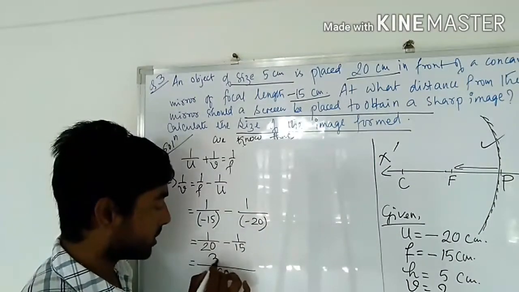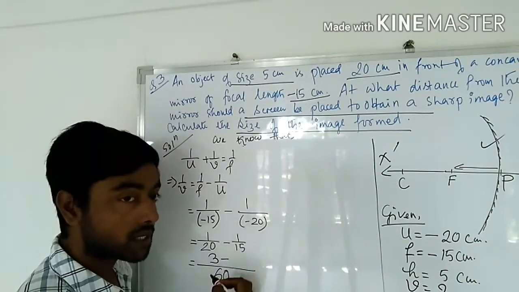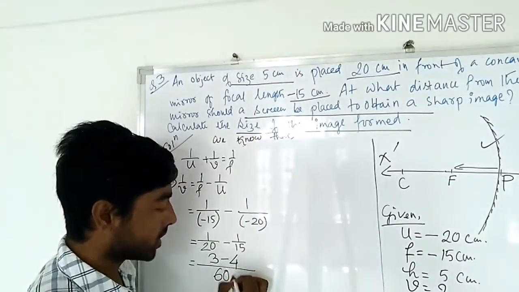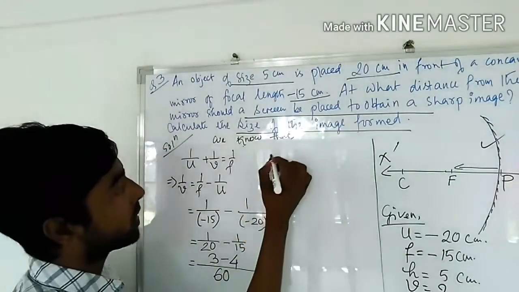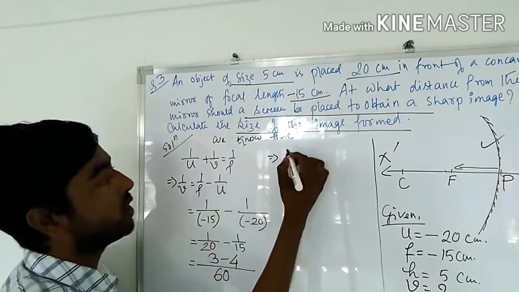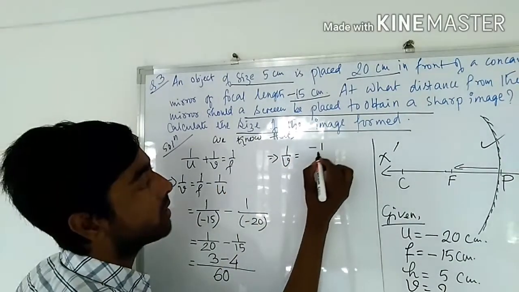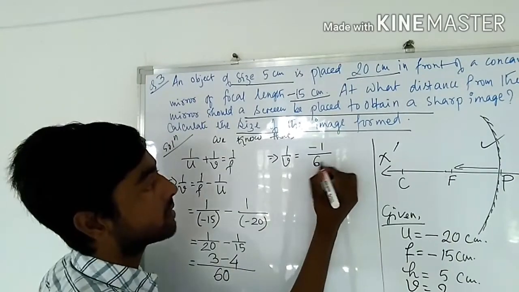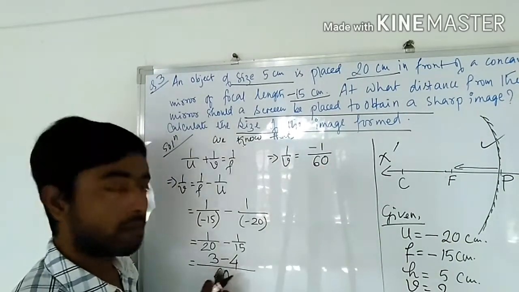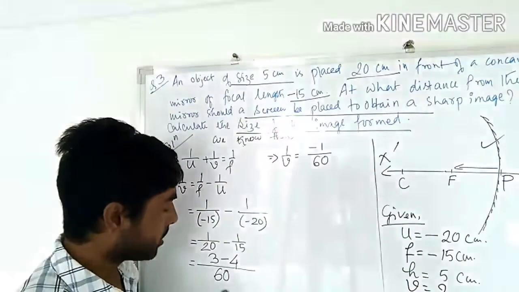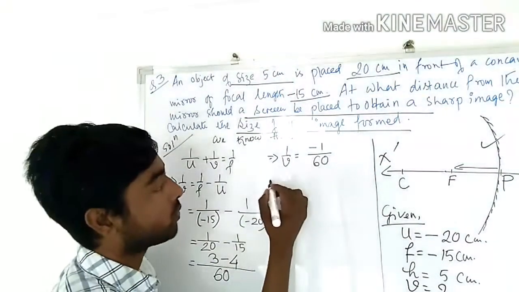3 into 1 is 3. Minus 15 कितना बार जाता है? 4 बार. 4 times. It is 4. Understood? So what you are getting? You are getting 1 by V value is equal to 3 minus 4 will be minus 1 divided by 60. Clear? 3 minus 4 will be minus 1 in the numerator, and in the denominator it will be 60.